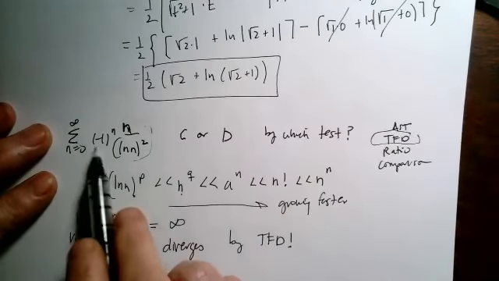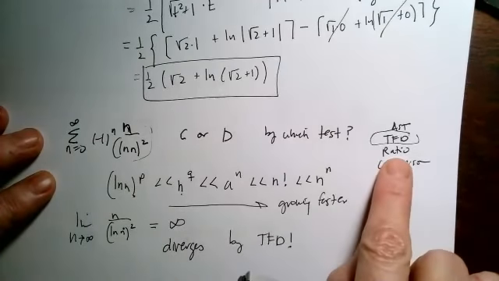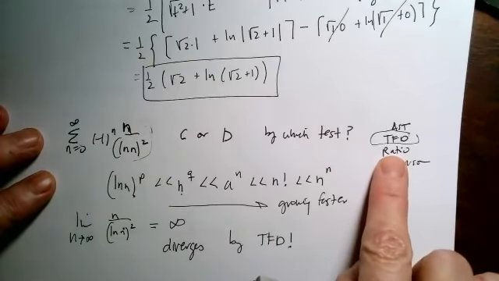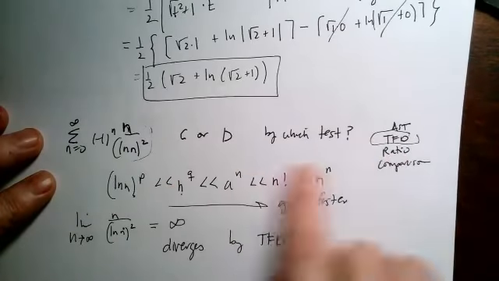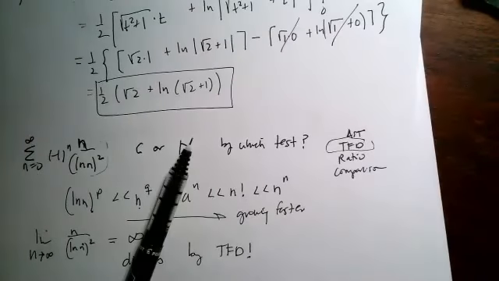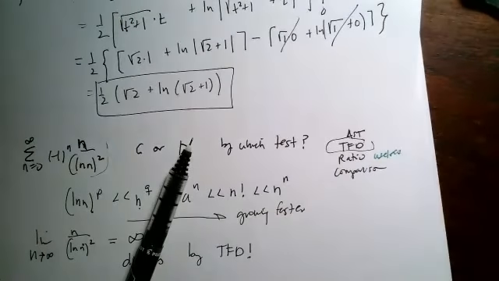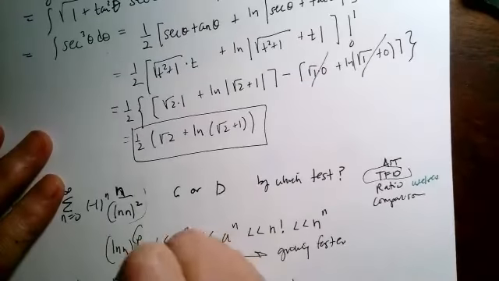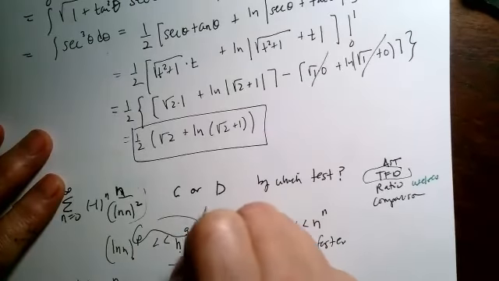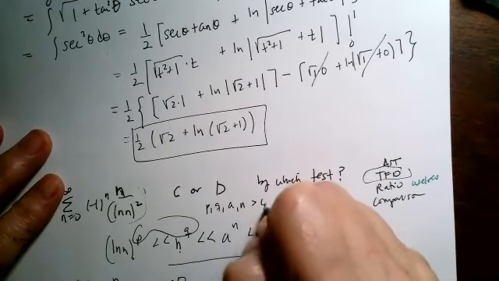Okay, don't be fooled by the alternator. Now, why couldn't we use the ratio test here? What would we get? You get 1 for that. We'd get 1 if we use the ratio test. This would be useless. Okay, all right. And these have to be positive. P, Q, A, N, all positive, okay?